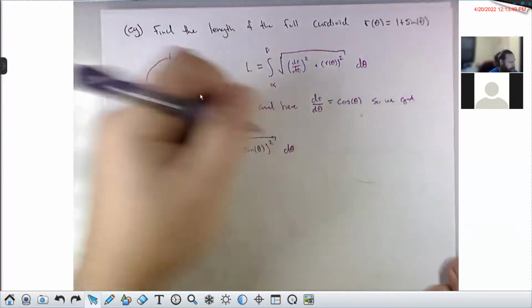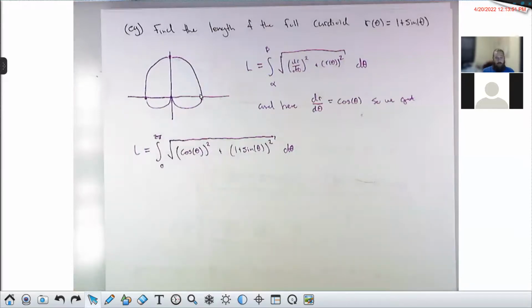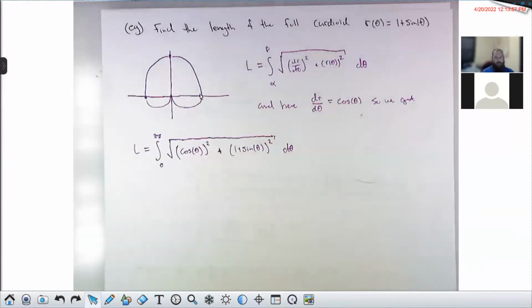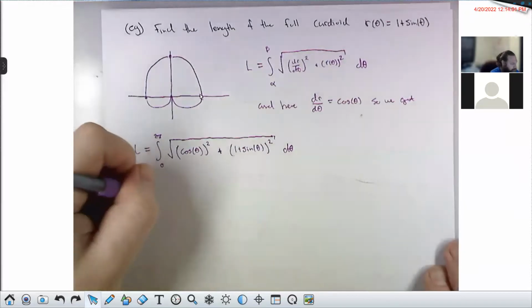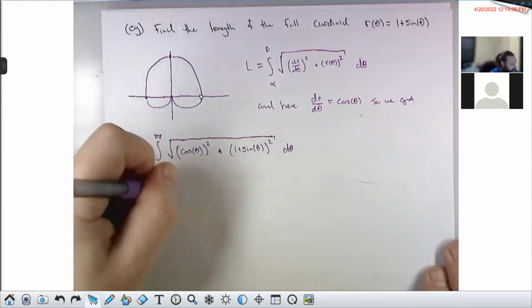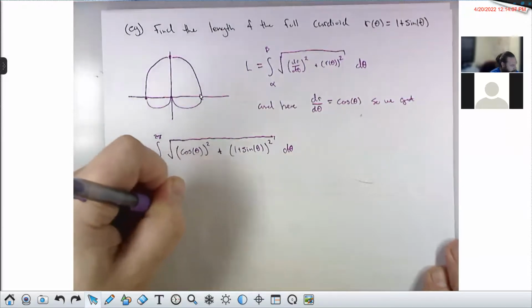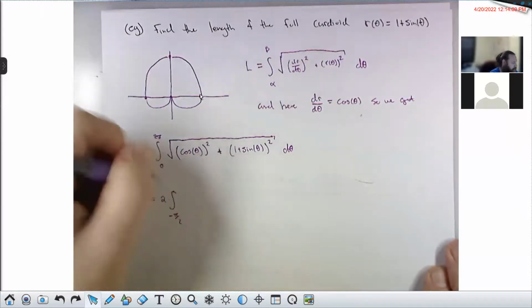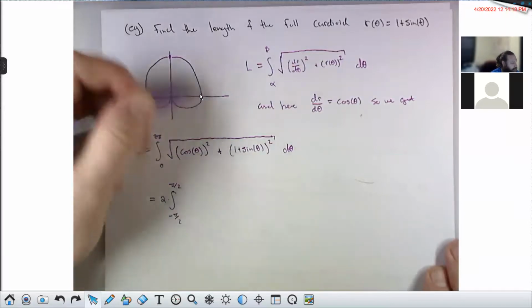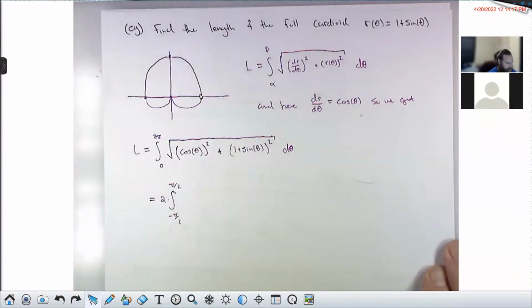Okay. And the squares and the square root don't cancel because of the addition going on inside here, so we have no choice but to follow things out. Before we do that though, observe in the same fashion as last time that I can do this as 2 times the integral from negative pi over 2 to positive pi over 2. I'm going to take the length of the right half and double it.